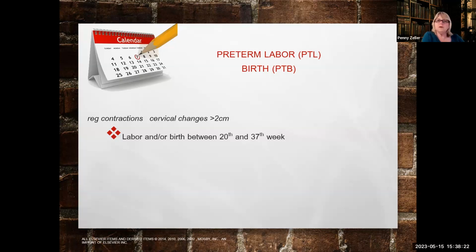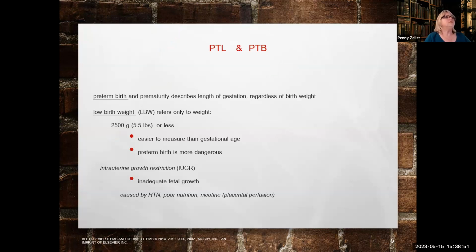Okay, so normally what we see in a woman with preterm labor is she will have regular contractions and cervical changes. Okay, but her contractions are going to feel a little bit different. She's going to have more pelvic pressure and back pain. That's usually what we see with preterm contractions. So preterm birth and prematurity are two different things.